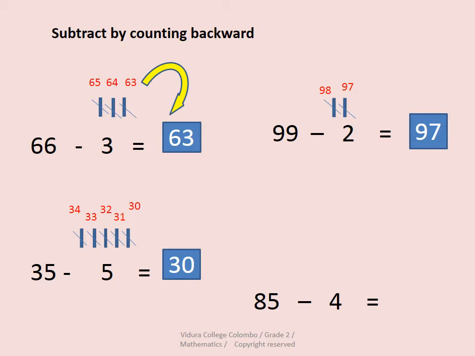Now let's move to the last sum. 85 minus 4. Let's count backward. 84, 83, 82, 81. So the answer is 81. 85 minus 4 equals 81.